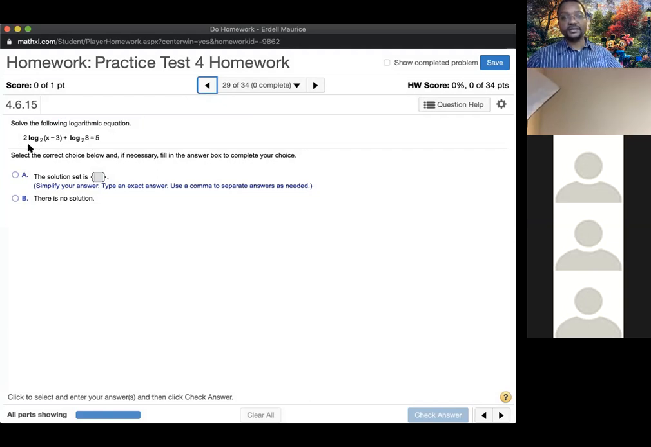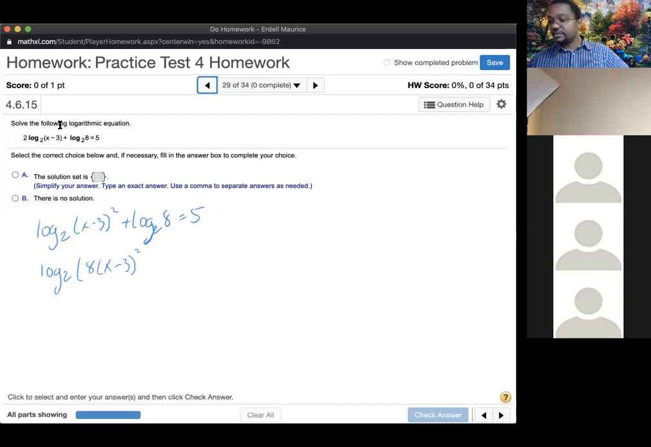So for a question like this right here, again, I have 2 logs, yes? But before I can combine them using multiplication, I have to first take care of this 2. So you have to make the 2 the power first before you can attempt to simplify the problem. So it's going to be log base 2 of x minus 3 squared plus log base 2 of 8 is equal to 5. So that's going to be log base 2 of 8 times x minus 3 squared is equal to 5 after I combine the two logs together.